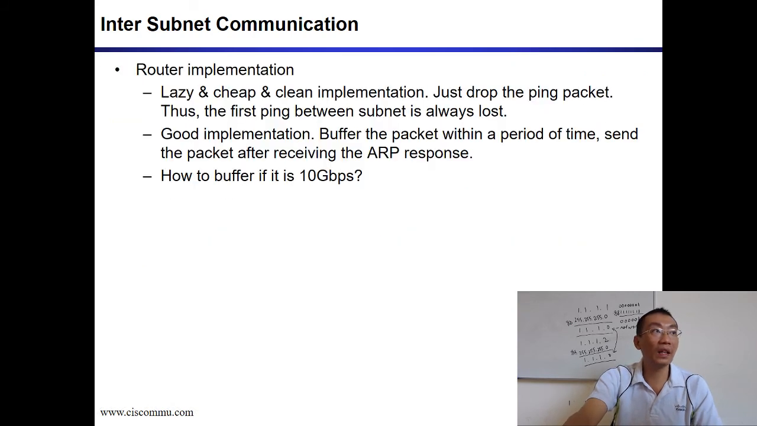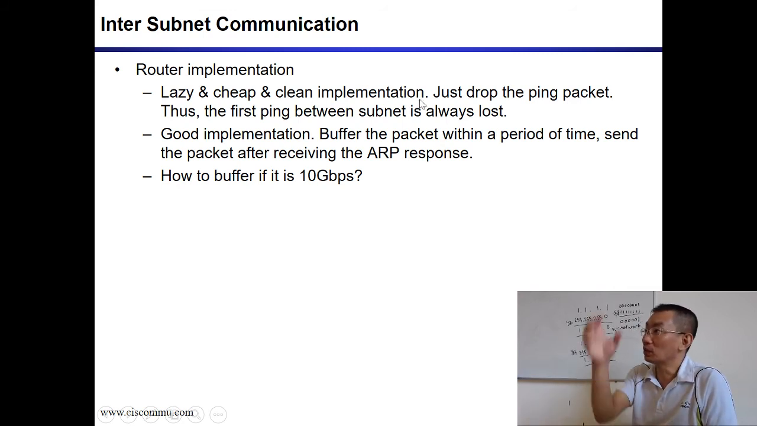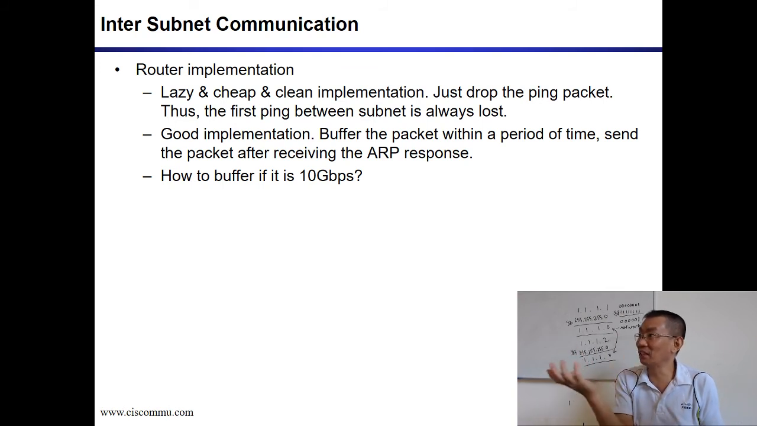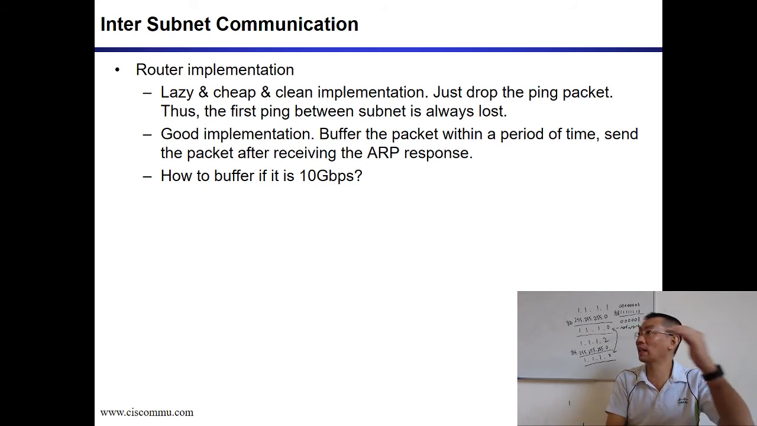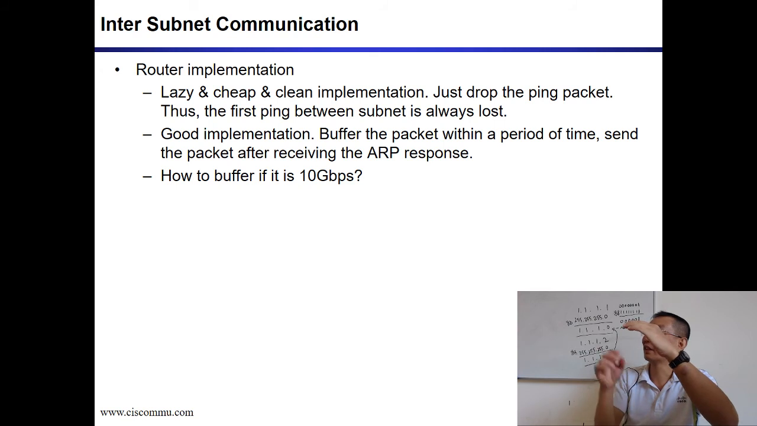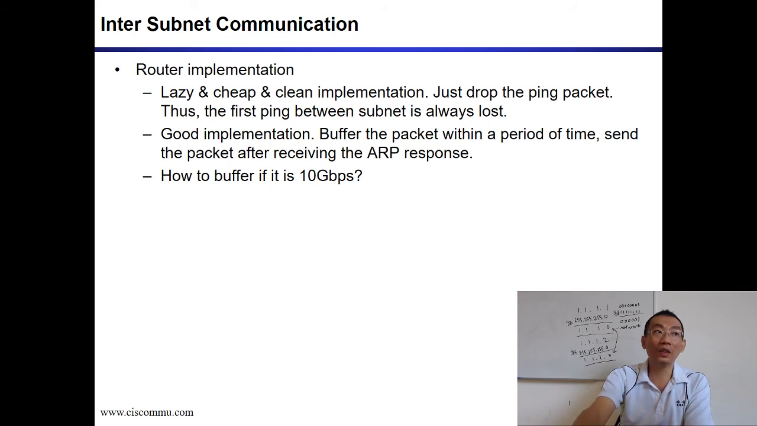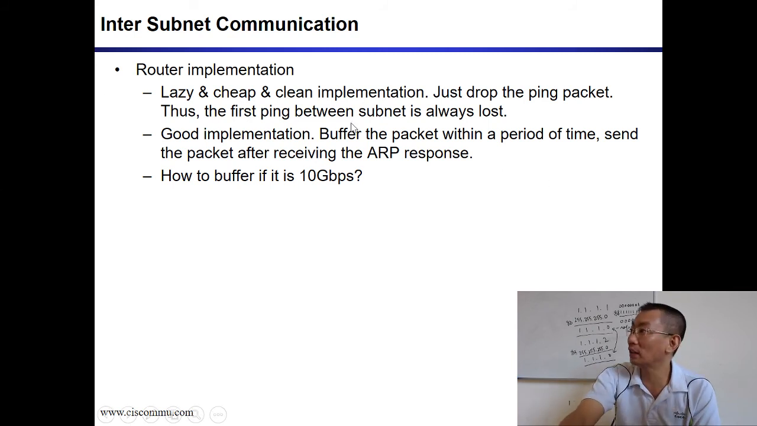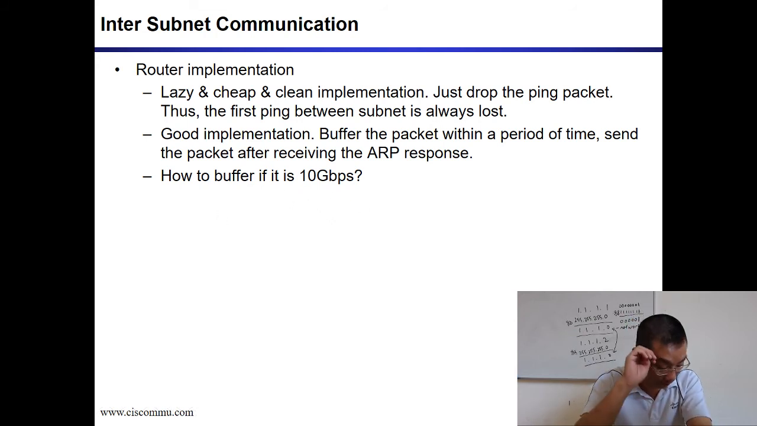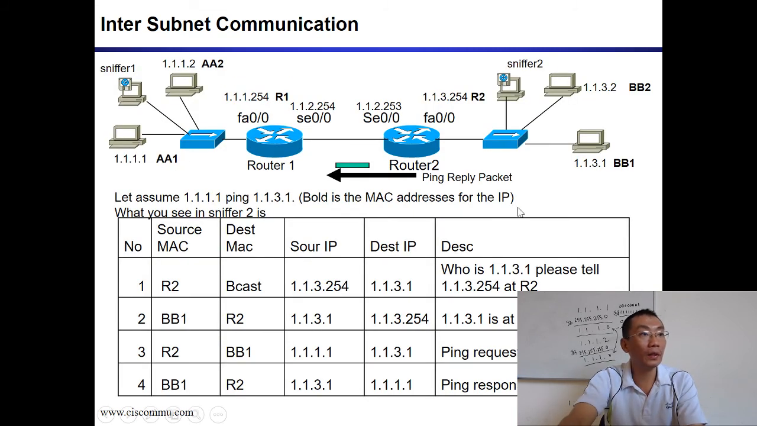If it's a lazy and cheap implementation, they just drop the packet. Just drop the packet, send out an ARP request, clean. Then the sender will retransmit, isn't it? So when the next ping packet comes, the ARP entry is already there. Okay. So if it's a good implementation, you should buffer the packet and then send the packet after receiving the ARP response. Okay, but sometimes how do you buffer if it's 10 gigabit or 1 gigabit? It's difficult.